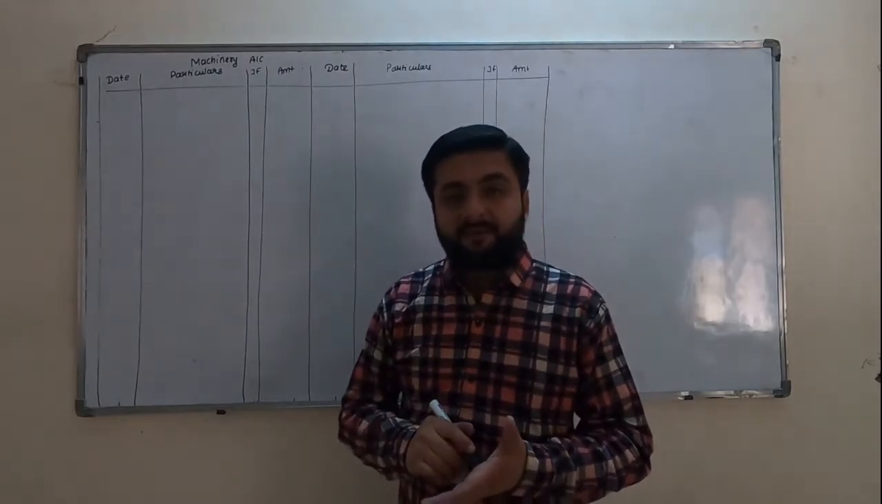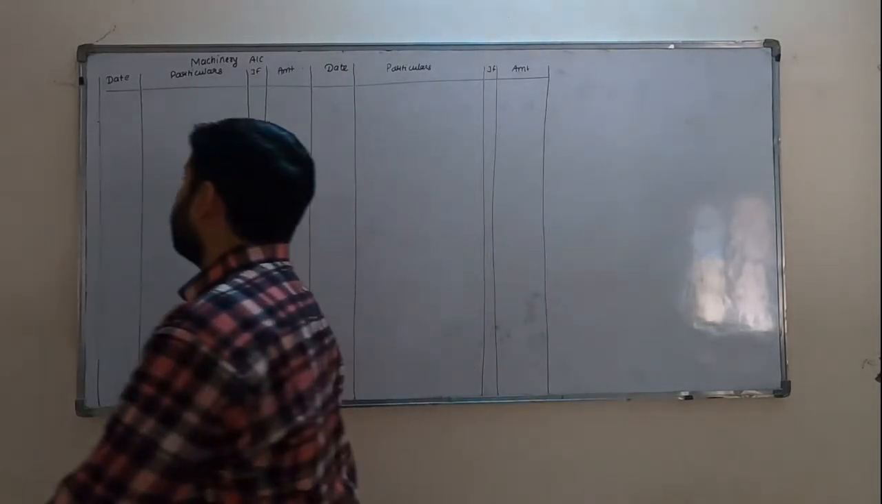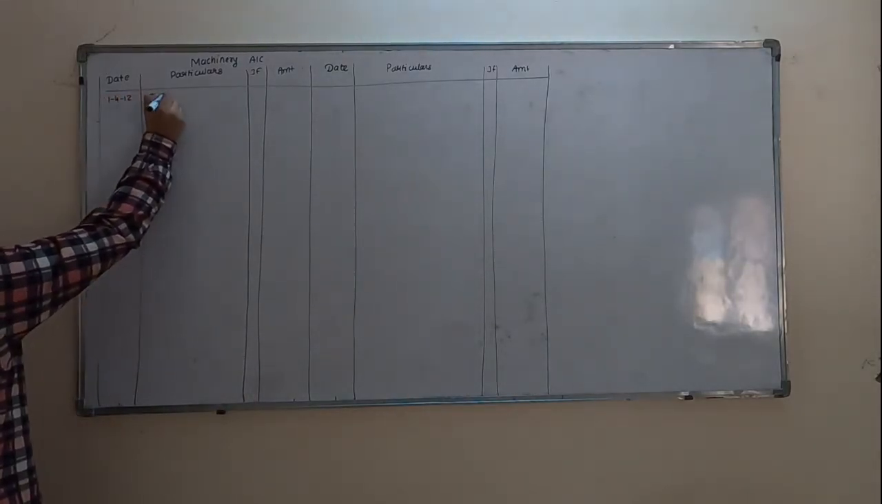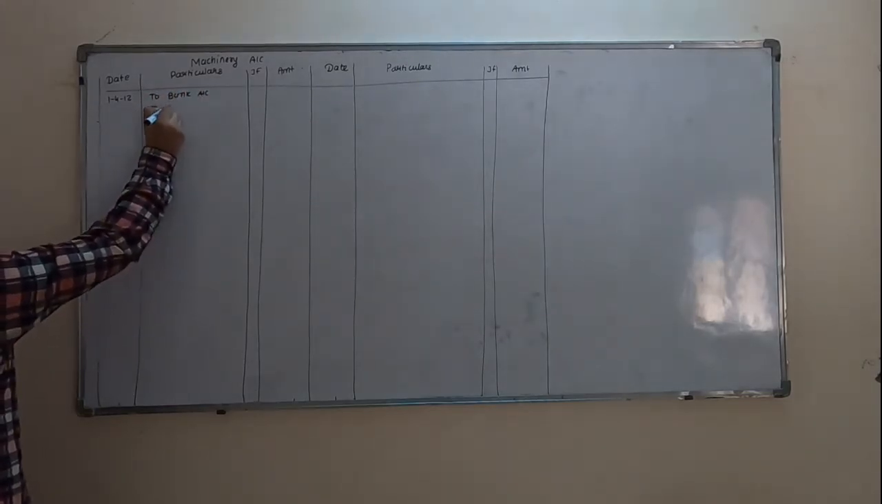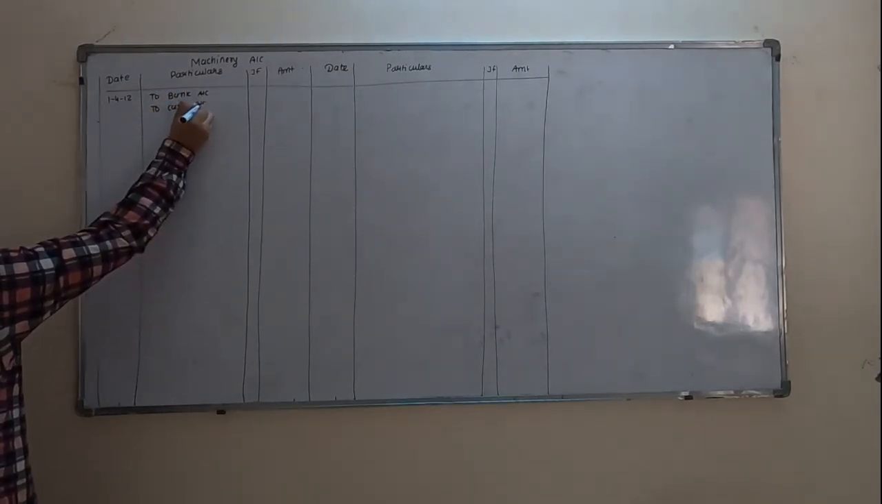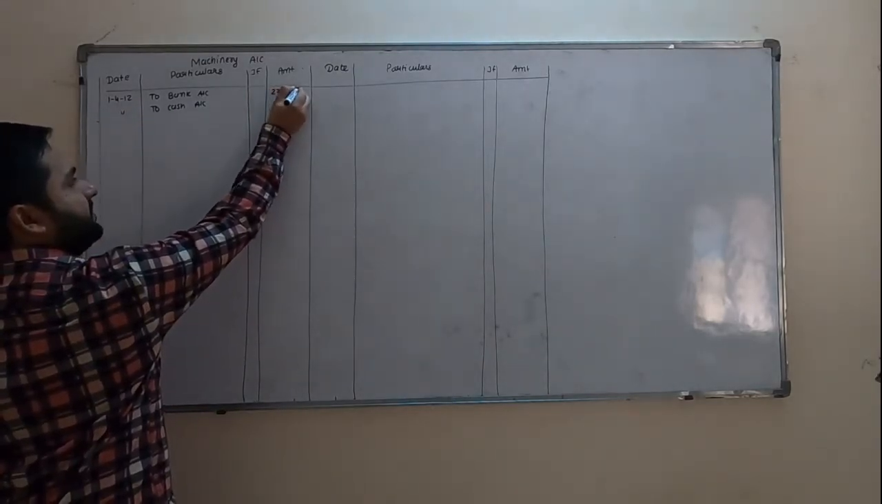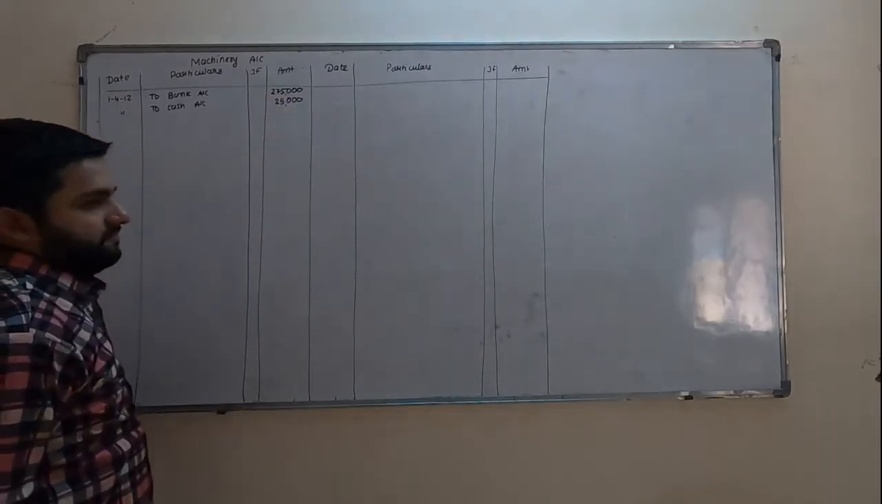How? The first entry is for purchasing, and you think that machinery is coming in, so it will be written on the debit side. The date will be 1/4/12. You will write to bank and to cash. In bank you will write the purchase price, and in cash you will write the expense, on the same day. So 2,75,000 for the purchase price, 25,000 for the expense.